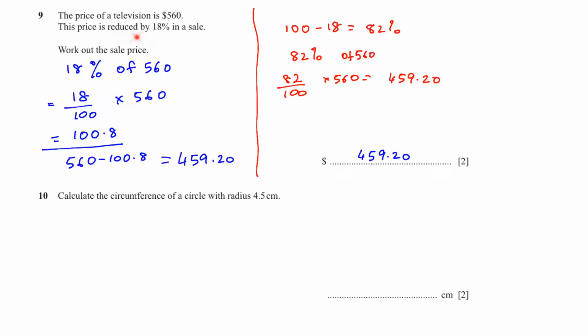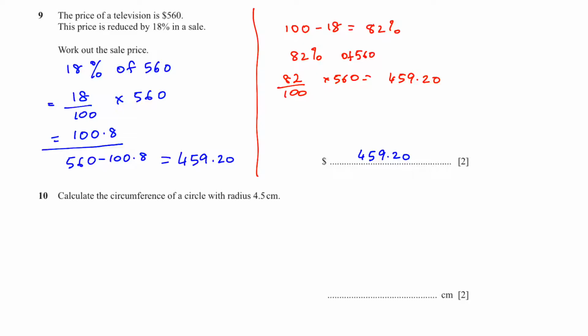If you are reducing, you are going to subtract. Whatever answer you get, you are going to multiply by the original value. If it is an increase, you are going to add. After you add, you're going to divide that number by 100 and multiply by the original, and you will get the answer directly without subtracting or adding anything.